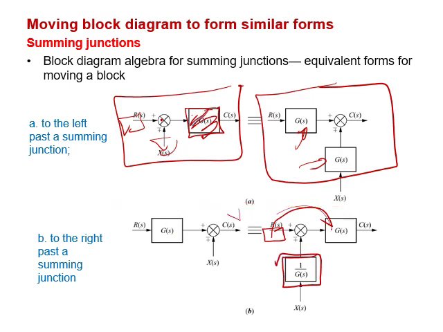I will repeat. I'm having a block of G(s). I want to send it to C(s). So I put it here, it's okay. But at the same time, to keep its effect, I have to put its reciprocal, meaning 1 over G(s), on the other inputs.